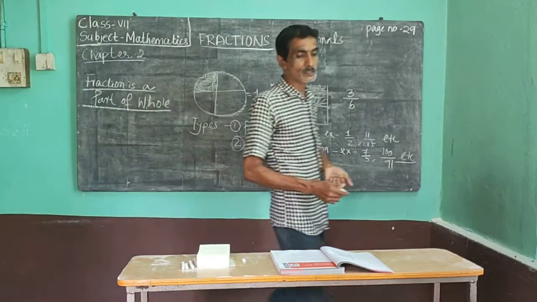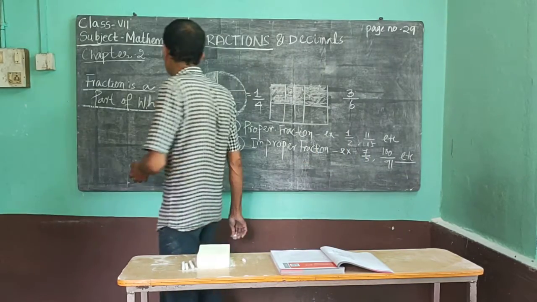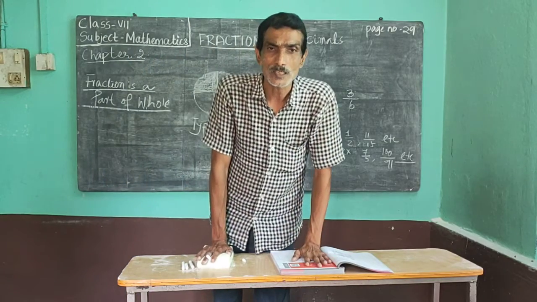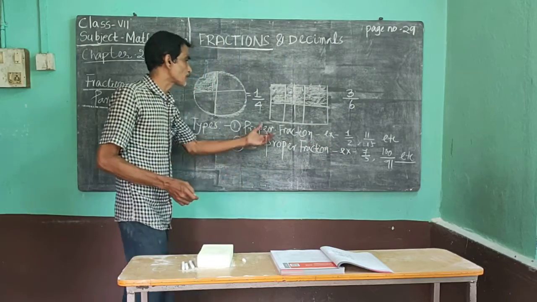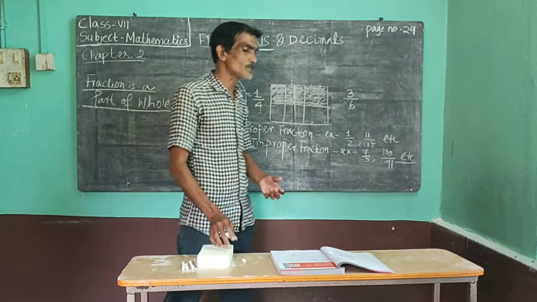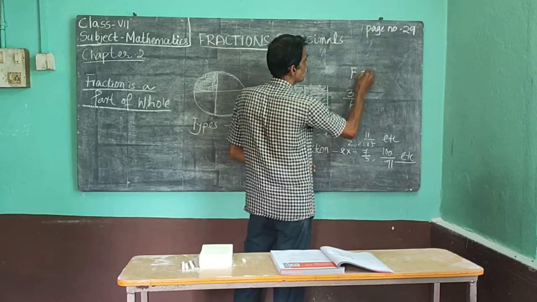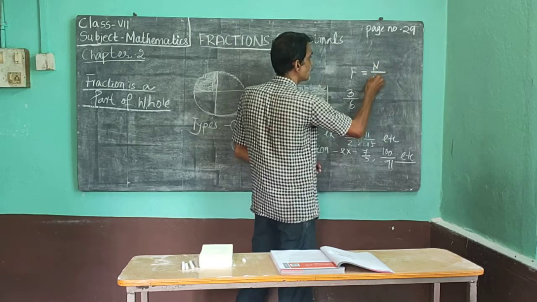There are two types of fractions. One is a proper fraction, another is an improper fraction. So what do you understand by a proper fraction? We already read this concept in the previous classes, so this is just a one-time revision. A fraction has two important components. One is the numerator, another is the denominator.